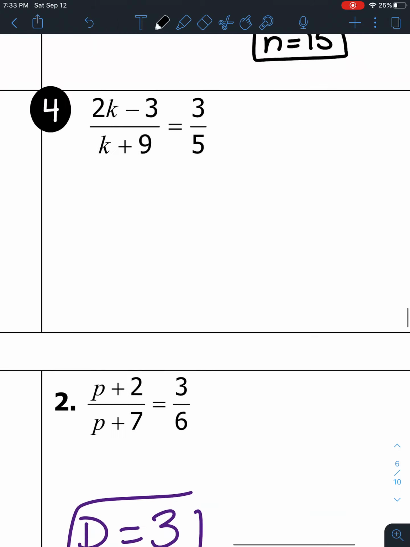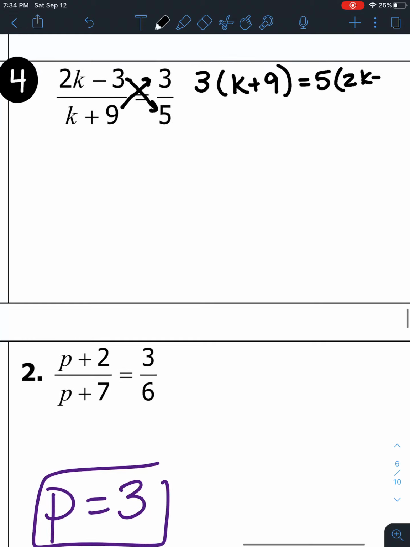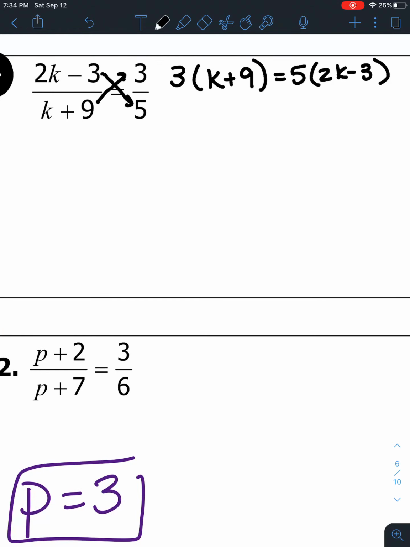Now our last example here is one where we are going to have to distribute twice. So here I distribute, and here I'm going to distribute. So let's do our 3 parentheses k plus 9, and that will be equal to 5 parentheses 2k minus 3. Okay, so let's distribute our 3 first. So that gives me 3k plus 27 equals, and again take my 5 and distribute it. So that gives me 10k minus 15.